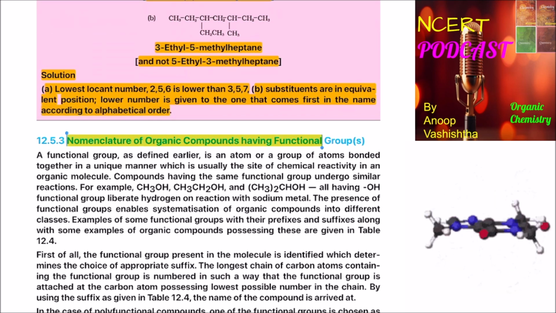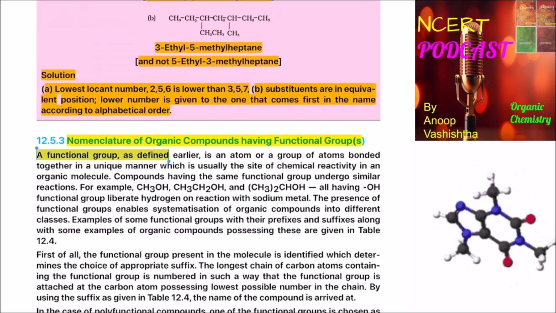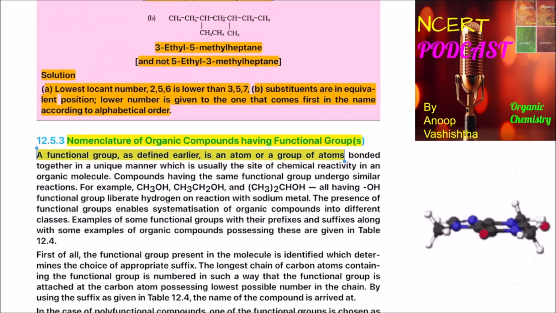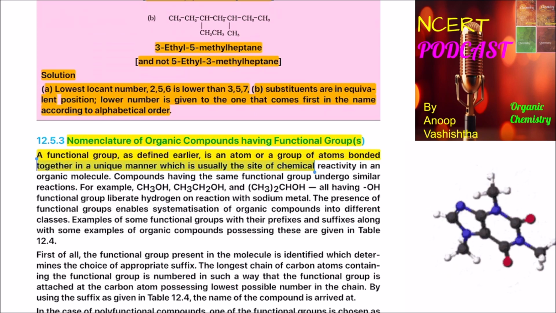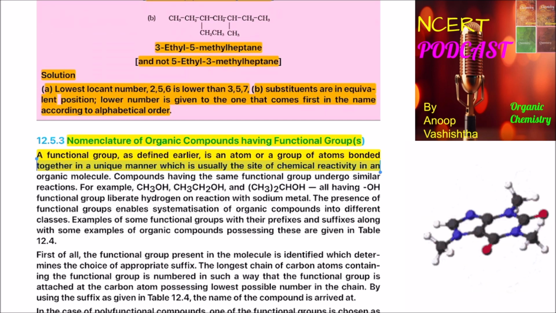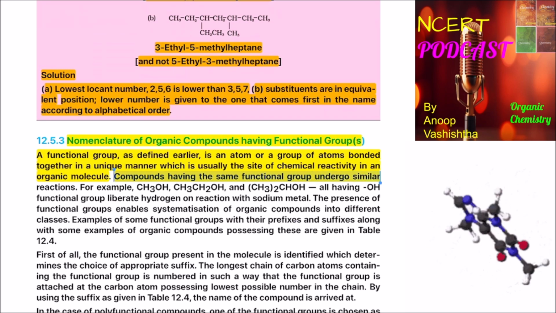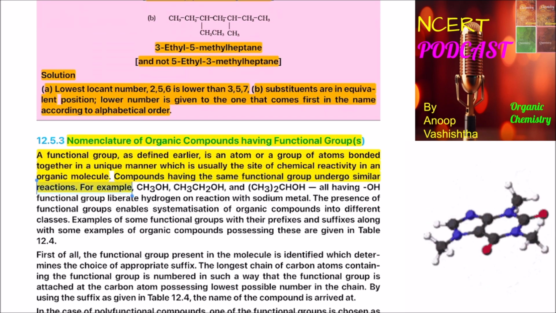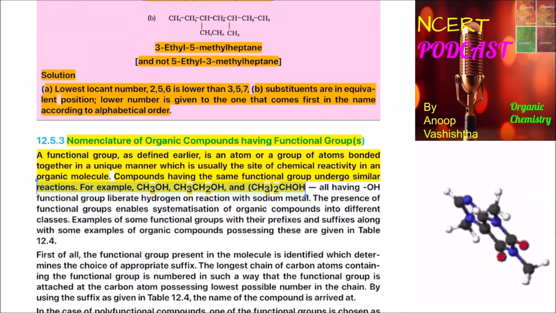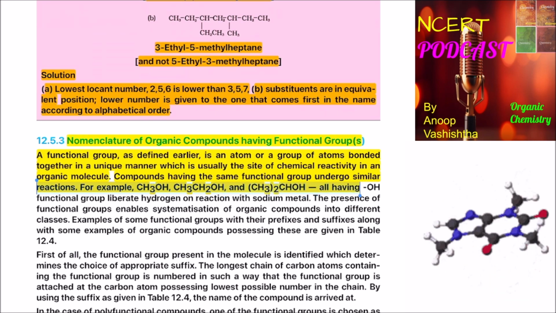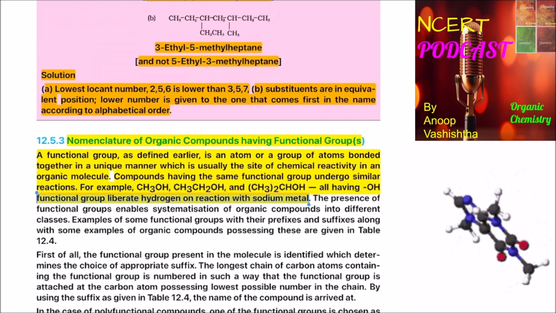Nomenclature of organic compounds having functional groups. A functional group, as defined earlier, is an atom or a group of atoms bonded together in a unique manner, which is usually the site of chemical reactivity in an organic molecule. Compounds having the same functional group undergo similar reactions. For example, CH3OH, CH3CH2OH and CH3CH2CH2OH, all having OH functional group, liberate hydrogen on reaction with sodium metal.